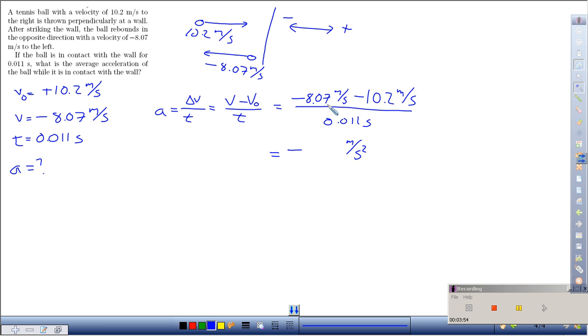So make sure you do negative 8.07, or whatever your numbers are, minus 10.2, whatever your number is. And so this is going to be a bigger negative number than either of those, divided by this tiny number, is going to give me something pretty significant for meters per second squared. So my acceleration is going to equal some rather large negative number of meters per second squared.